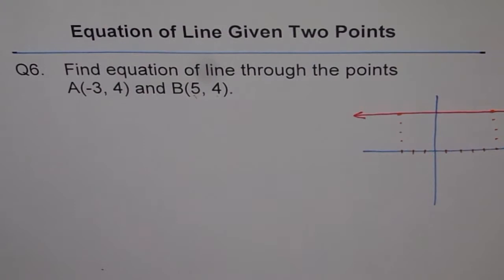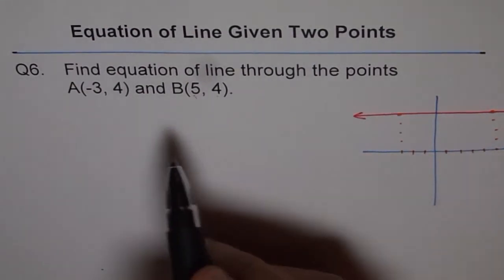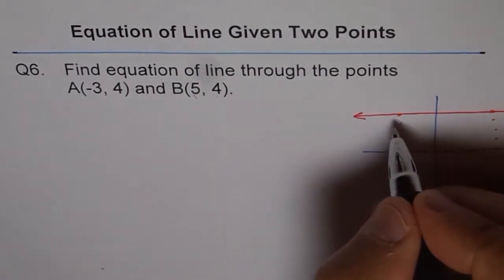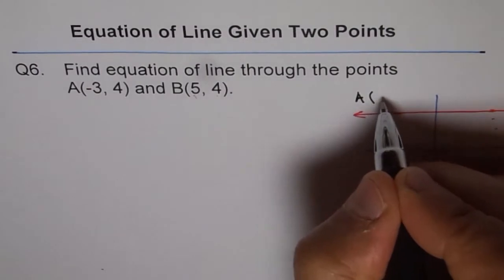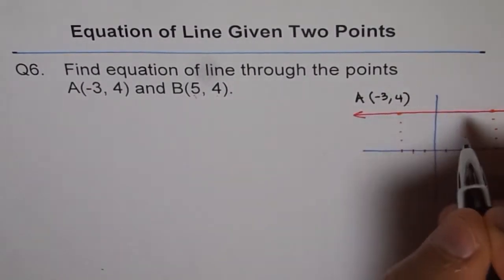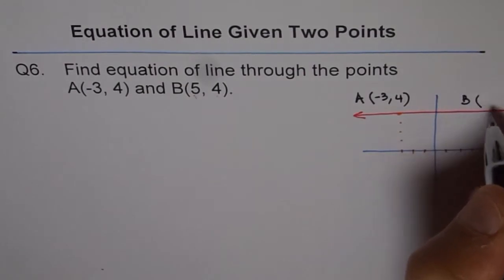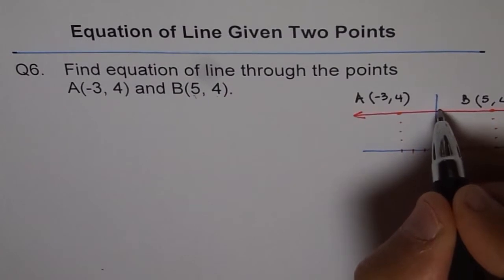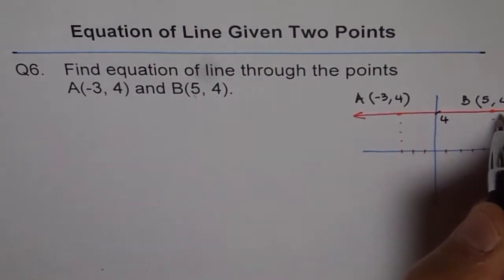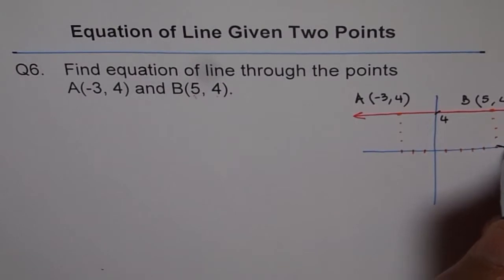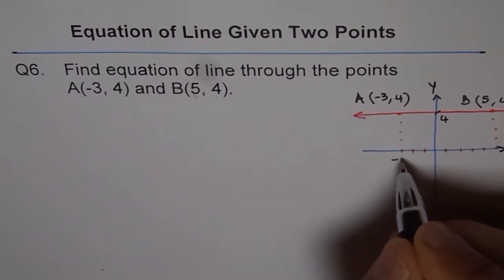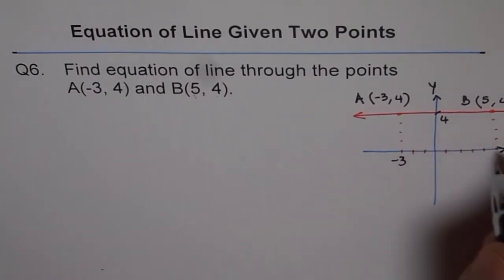That is a horizontal line, correct? Well, it was expected to be horizontal since the y value is 4 for both. So this is our point A, which is (-3, 4), right? And that is B, which is (5, 4), right? So the y value is 4 all along this line. That is what you observe, right? So that is our x-axis, and this is our y-axis. This is minus 3, so we went minus 3 and 4 up, and this point is 5 and 4 up.